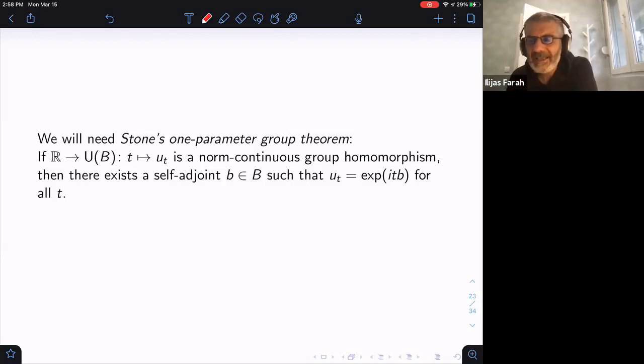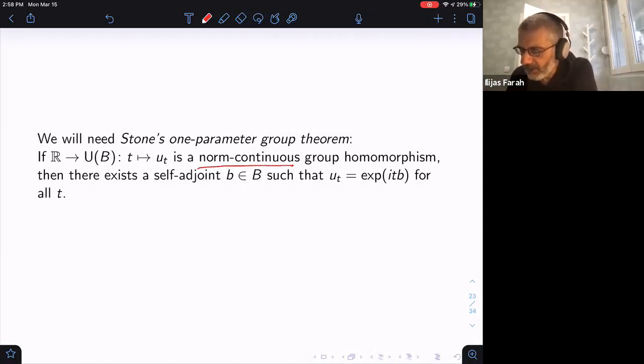At this point, it seems that we should be done, but there are still quite a few tricks that we need. And here is a good one. So this is Marshall Stone, his one-parameter group theorem. Now, this is not the usual statement. Usually, when you say Stone's one-parameter group theorem, you talk about a strongly continuous one-parameter group in B(H). What I need is a version where we have a norm-continuous one-parameter group.